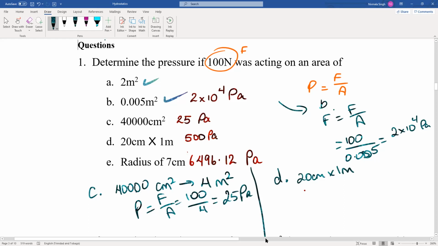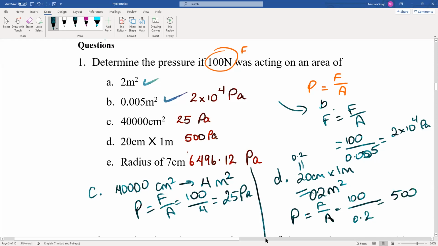I want to work out this area. So it's going to be 20 centimeters is 0.2 meters. 0.2 by 1 is 0.2 meters square. So I want to get my pressure. Pressure is force over area. 100 over 0.2, which will give me 500 pascals.